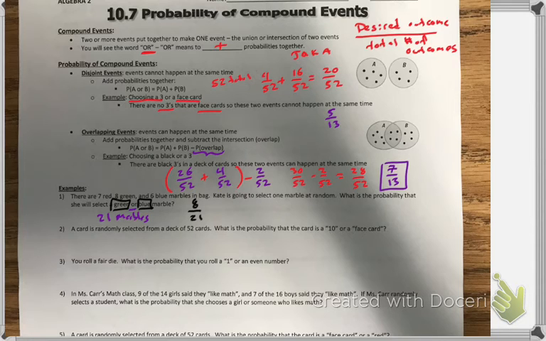The odds of selecting a blue is 6 out of 21. Okay. Now all we have to do is add those odds together. 8 plus 6 is 14. 14 out of 21, or a 2/3 chance of getting a blue or a green marble. Easy, right? Easy. Let's jump down to number 4.